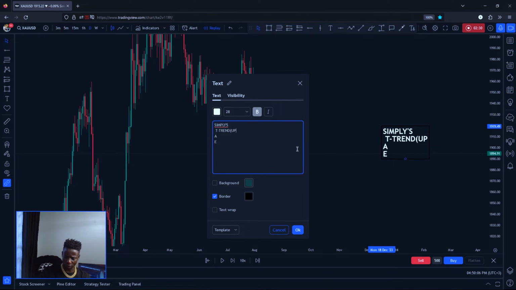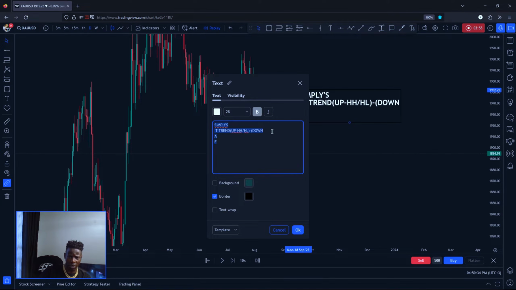An uptrend is when we are making higher highs and higher lows. You getting me? In an uptrend, we are making higher highs and higher lows. Then let's go to the downtrend. In a downtrend, we are making lower lows and lower highs. So that's T, we are done. Whenever you come to the market, first spot whether we are making higher lows and higher highs, or lower lows and lower highs.